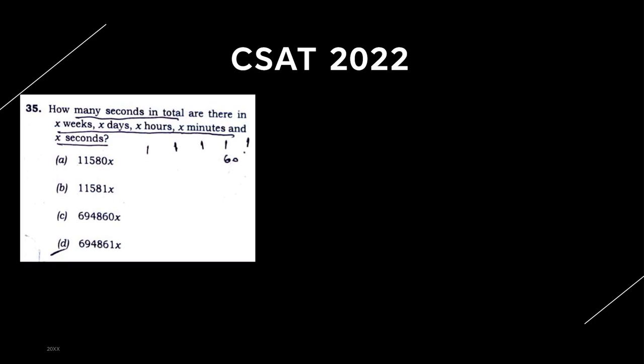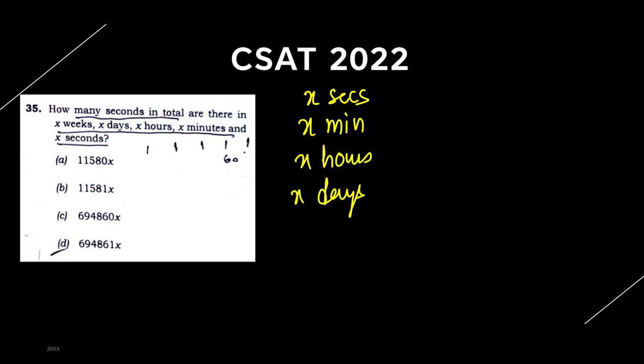How many seconds are there in x weeks, x days, x hours, x minutes and x seconds? This means you have to find the number of seconds, right? So they say that there are x seconds, x minutes, x hours, x days and x weeks. This is the question they have given to you. They have asked you the total number of seconds in this.